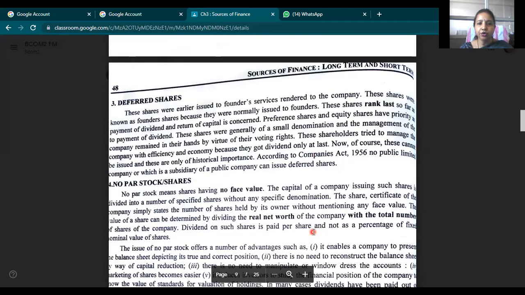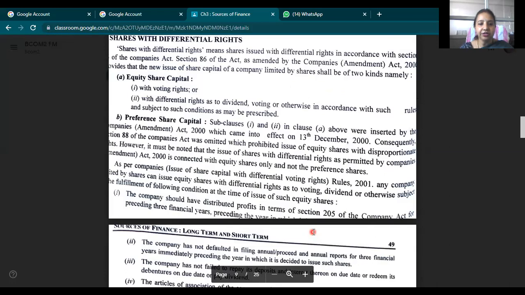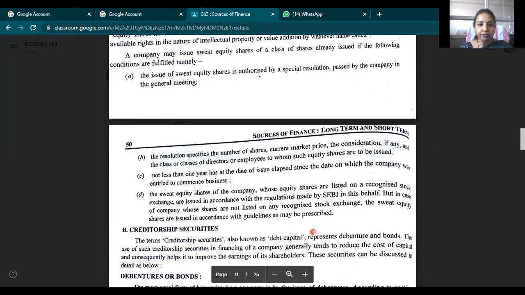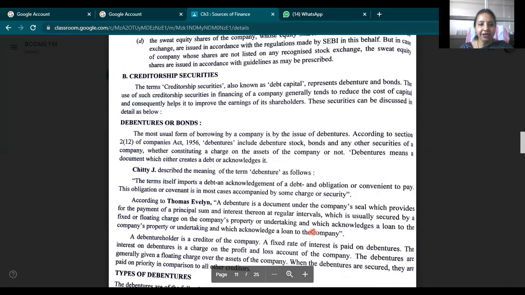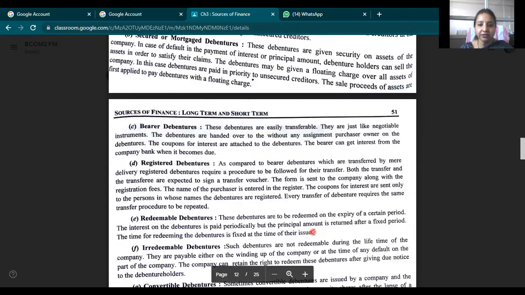Then deferred share, no par stock shares. This is all explained in your share capital chapter. Then with some preferential rights, it is given. Sweat equity, you all know. Creditor, that debentures, then various types of debentures are given, that has been discussed.